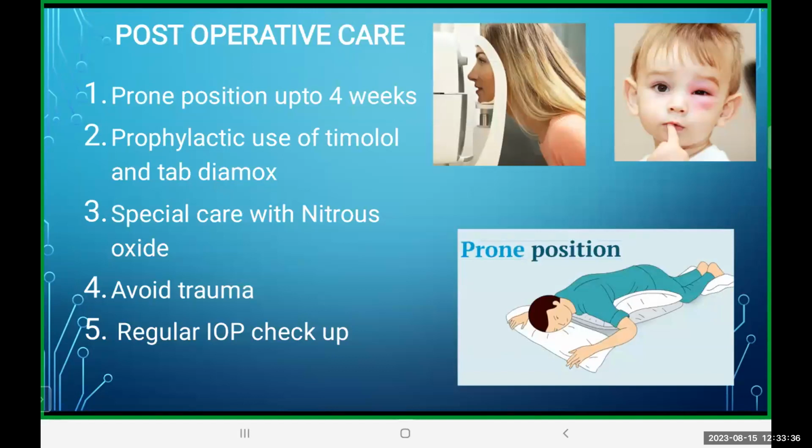Post-operative care: prone position up to 4 weeks, which we have to ask of the patient. Prophylactic use of timolol and tablet Diamox. Special care with nitrous oxide, as it is a more expansible gas. We have to avoid trauma to the eye and do regular IOP checkups.